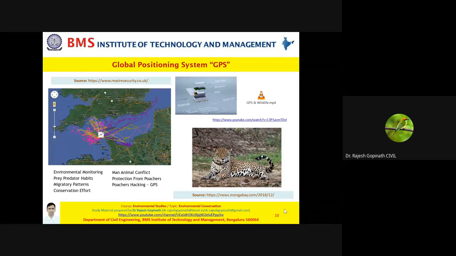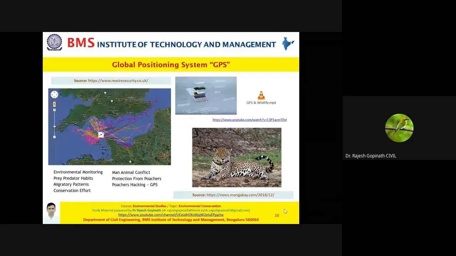So for instance, if I'm able to use a GPS collar, if I'm able to attach it to any animal, it could be a butterfly, it could be a tiger, I can easily map its movement. I can easily keep track of its movement, wherein I can easily understand its habits and its migratory pattern. How will this help us? This will help us in reducing man-animal conflict. It will help us to improve conservation efforts.